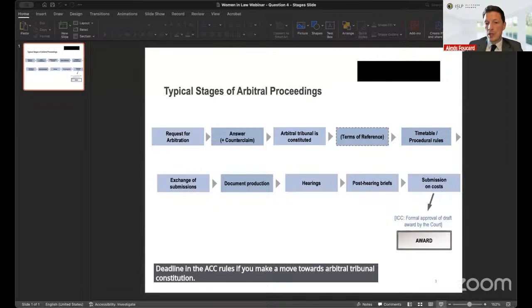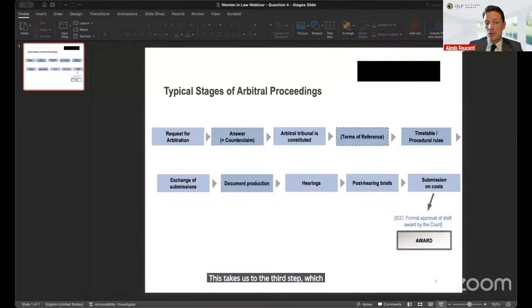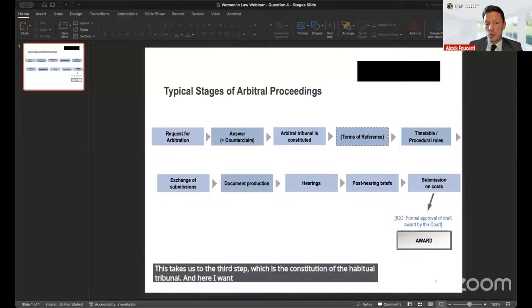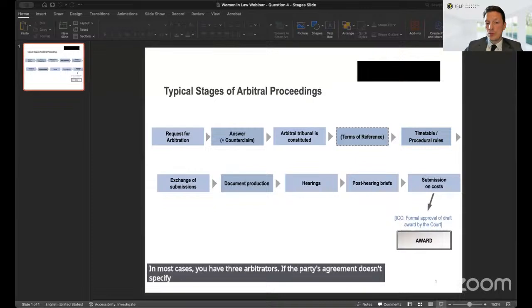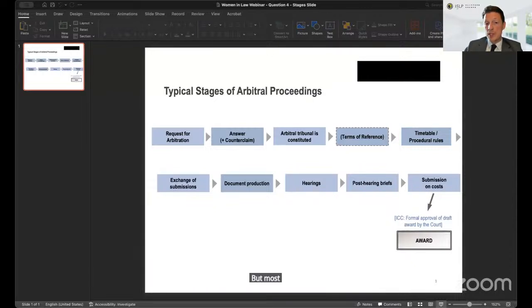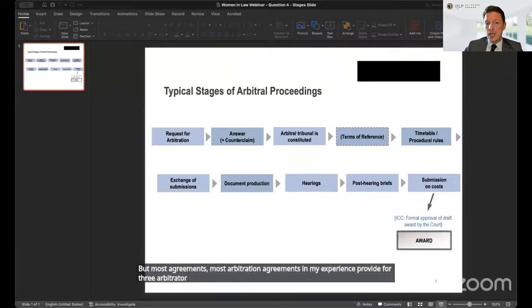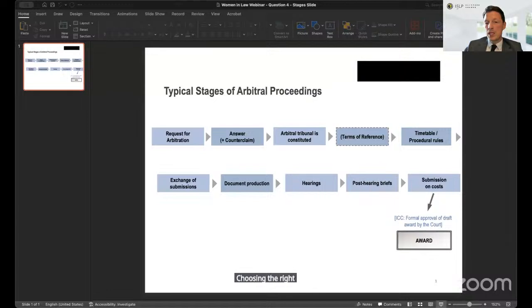This takes us to the third step, which is the constitution of the arbitral tribunal. And here I want to emphasize how important it is to pick the right arbitrator. In most cases, you have 3 arbitrators. If the parties' agreement doesn't specify, the ICC court will appoint a sole arbitrator unless it considers that a dispute requires 3 arbitrators, typically if the dispute is too complex. But most arbitration agreements, in my experience, provide for 3 arbitrator tribunals. And so as claimant or respondent, choosing the right arbitrator is key.